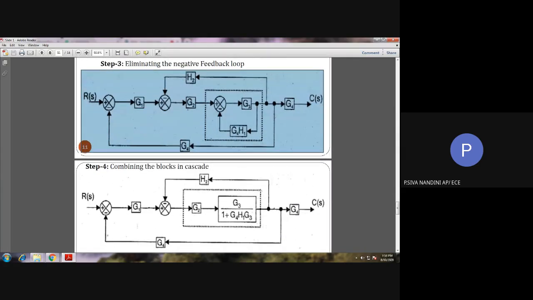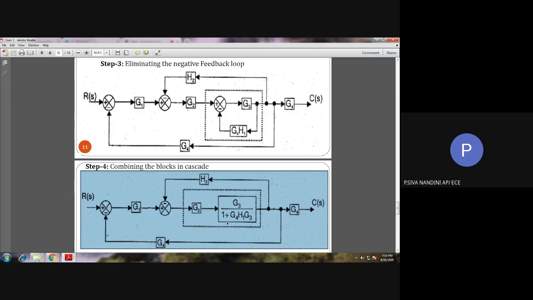G by 1 plus GH. So instead of G, here we are having G3. Instead of H, we are having H. G4, H1. So while substituting the values in the reduction formula, we will be obtaining G3 by 1 plus G4 H1 G3. Thus we converted it into a single block. The rest of the thing is the same as in step number 3.